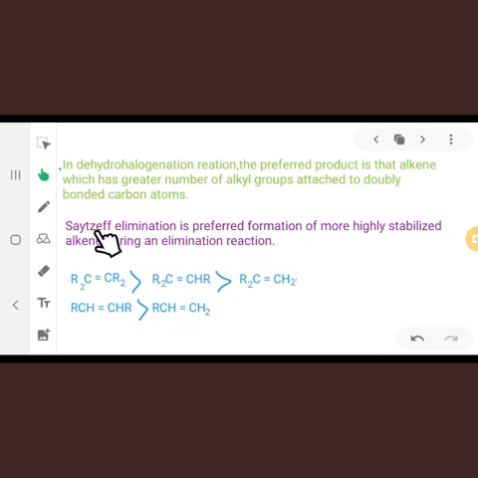Okay, according to Saytzeff rule, formation of the highly stabilized alkene is preferred. So highly stabilized means what? Where more alkyl groups are on the doubly bonded carbon atoms. So R means what? Alkyl groups. So here also there is a carbon-carbon double bond. How many alkyl groups are there? These 2 plus these 2, so 4 alkyl groups are here. Right? So this is more stabilized than this one, because here 2 plus 1, 3 alkyl groups are there, which is more stabilized than this. Here only 2 alkyl groups are there.